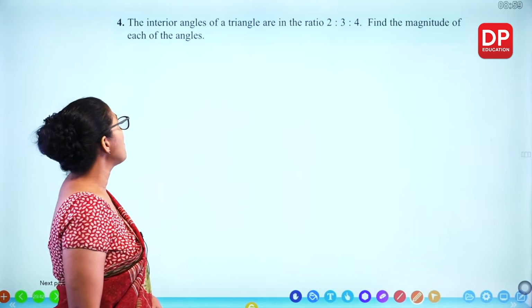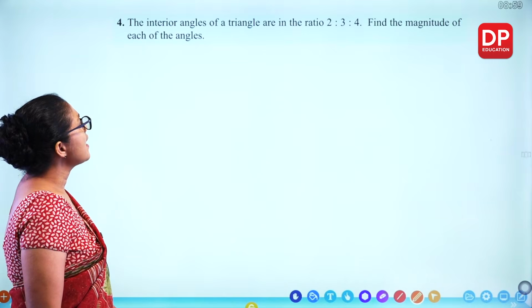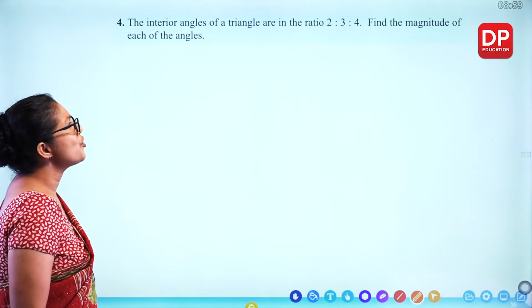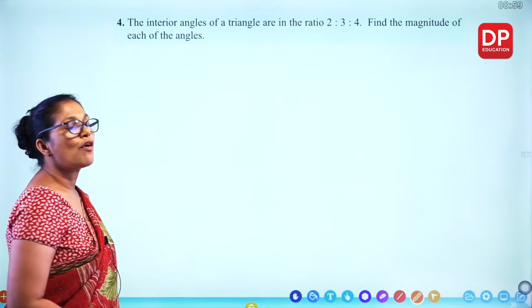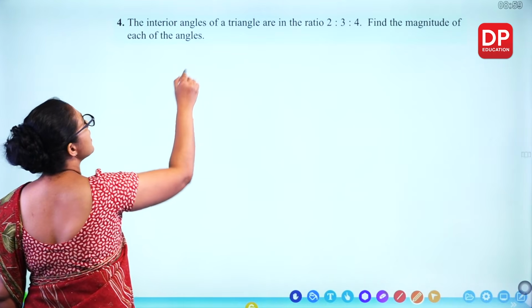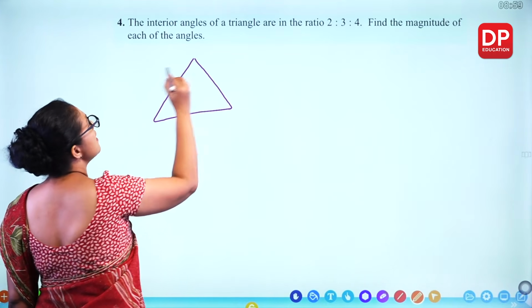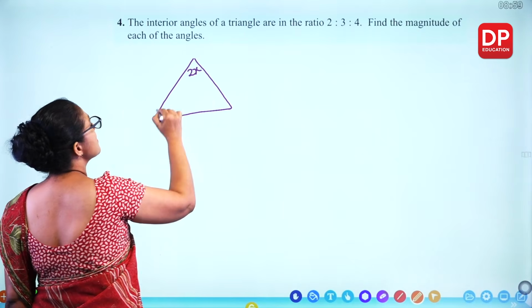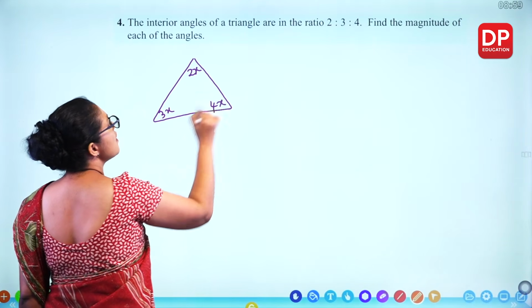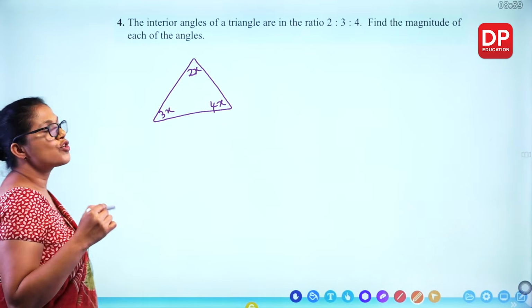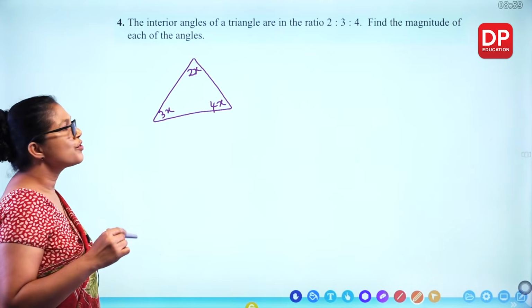We'll look at question number 4. The interior angles of a triangle are in the ratio 2 to 3 to 4. Find the magnitude of each of the angles. So here I can mark it as, if this is 2x, this one should be 3x and the other one should be 4x, because the ratio given is 2 to 3 to 4.